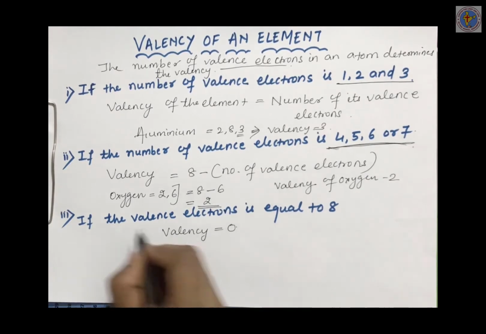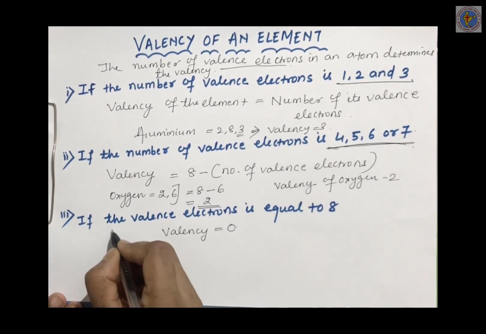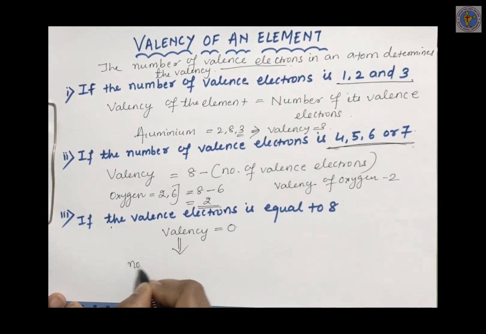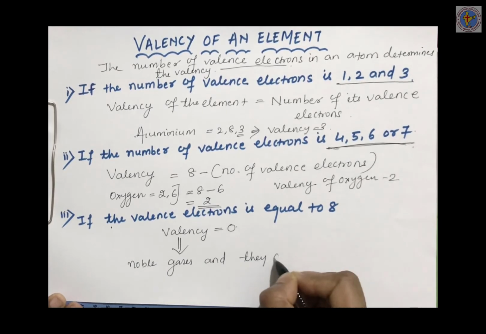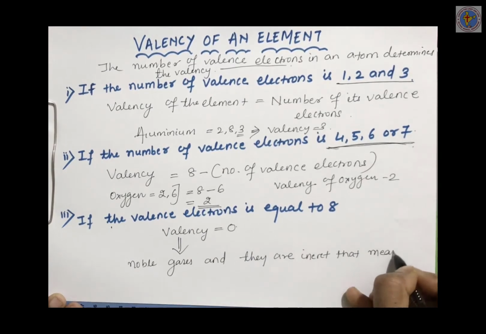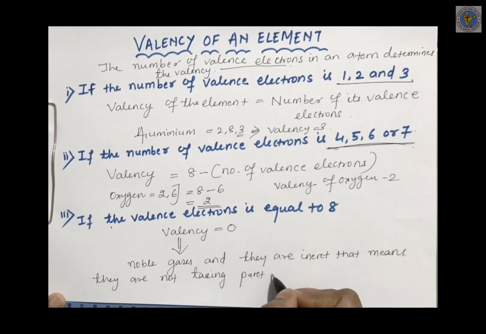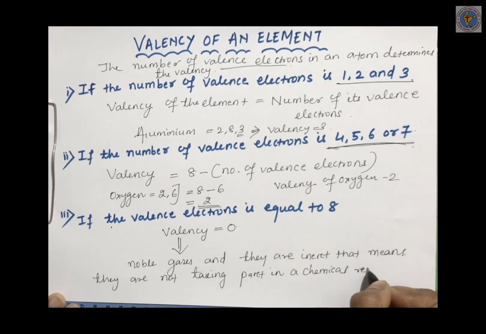So the elements that are having 8 electrons in the outermost shell are called noble gases, and they are inert, that means they are not taking part in a chemical reaction. Okay, this is all about the valency of an element.